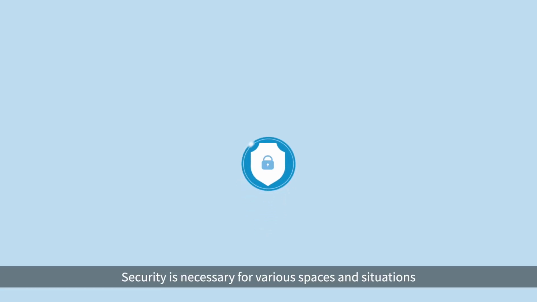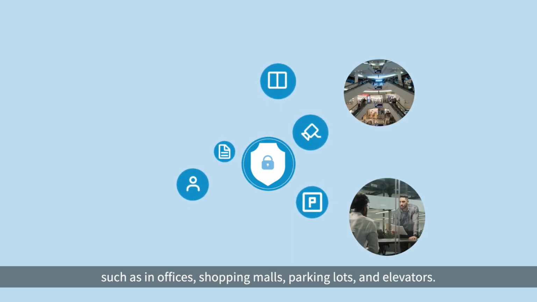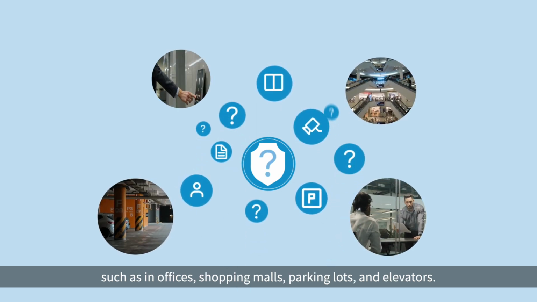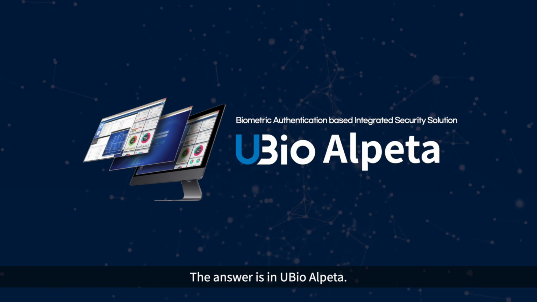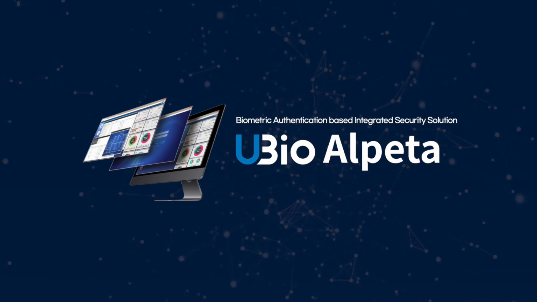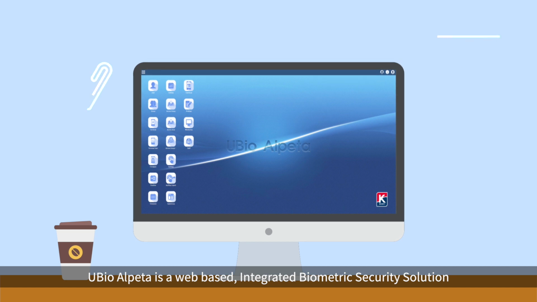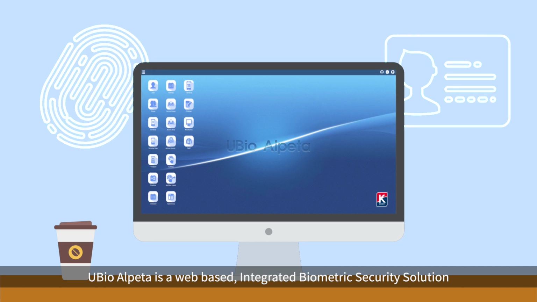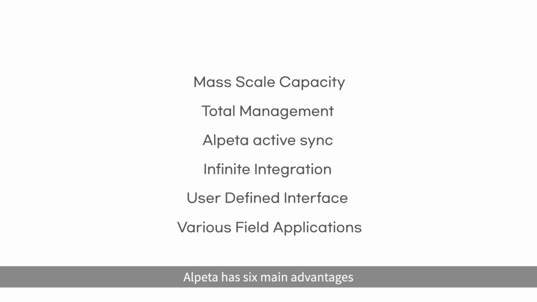Security is necessary for various spaces and situations, such as an office, shopping malls, parking lots, and elevators. Is there a solution to integrate all of the security needs? The answer is in UBio Alpeta. UBio Alpeta is a web-based integrated biometric security solution. Alpeta has six main advantages.